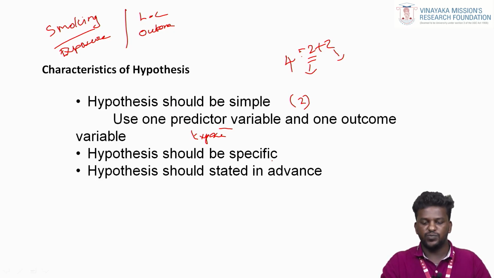Then the hypothesis should be specific. What does specific mean? The variables should be relevant to your research questions. You should specify the important variables for your research questions, which may be your objective. And the hypothesis should be stated in advance. That means you should frame your hypothesis during your proposal writing, and state it in your proposal. Why? Because it hints at your results, finding the important variable. So you need to fix your hypothesis in advance.